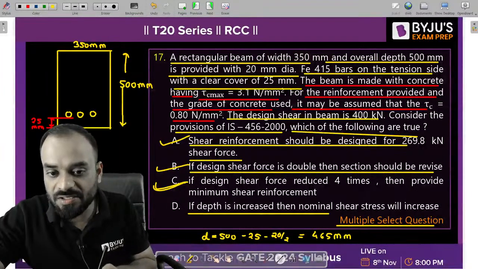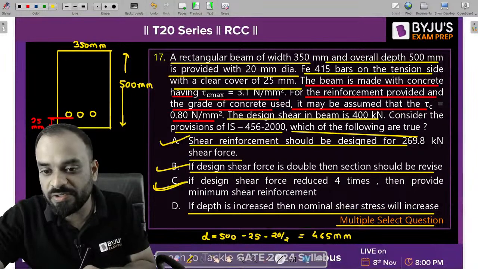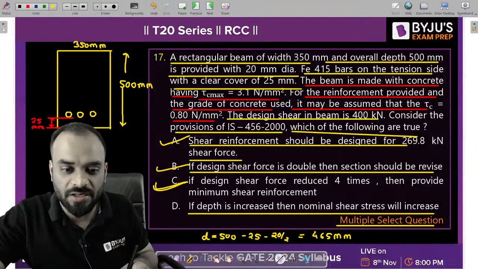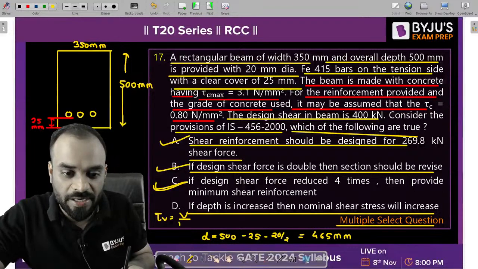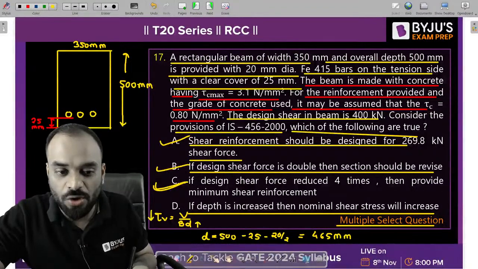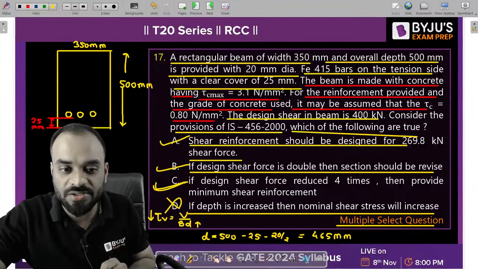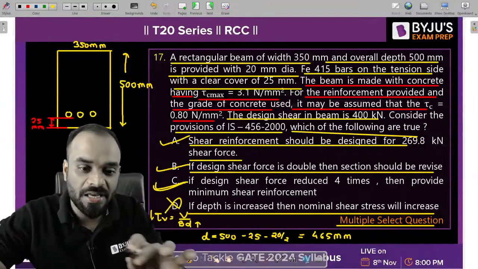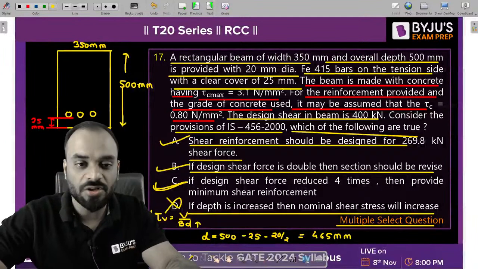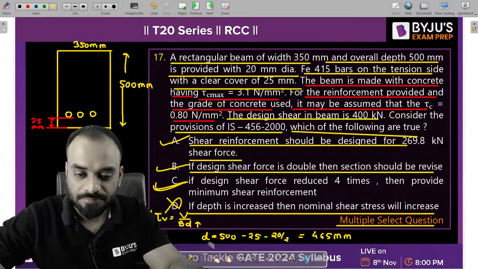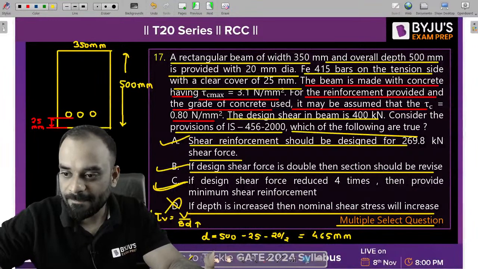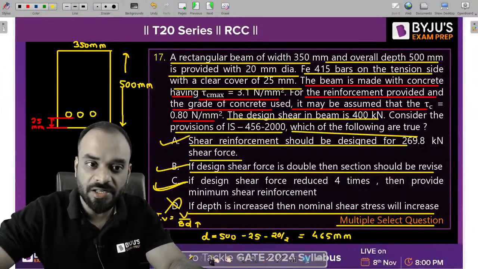If the depth is increased, then nominal shear stress will increase. Tell me guys, it is a basic formula. Tau v is equal to V by b into d. If you increase the value of d, then definitely tau v value will decrease. So this statement is wrong. So only A, B and C are the correct answers for the problem. Crystal clear to all of you?